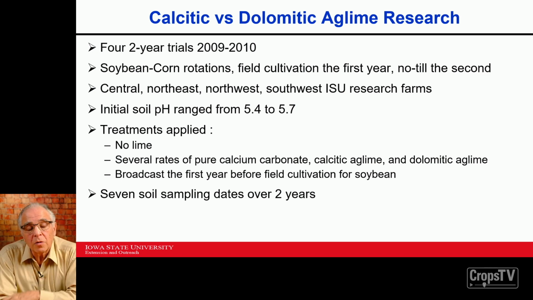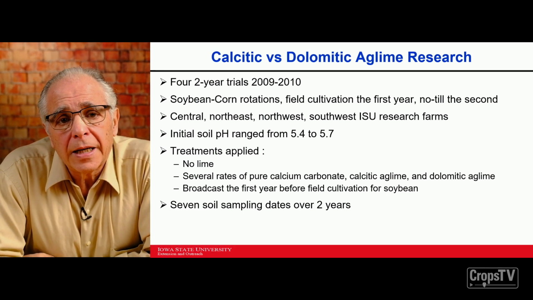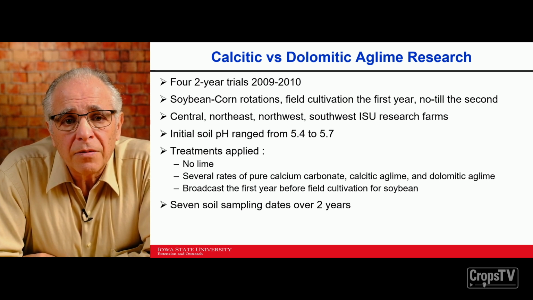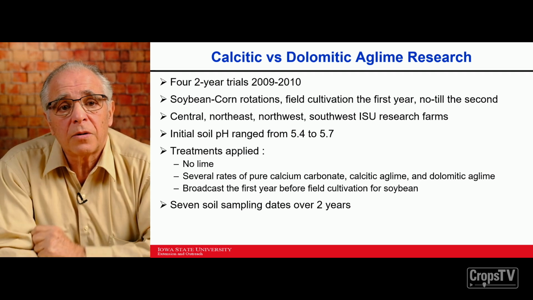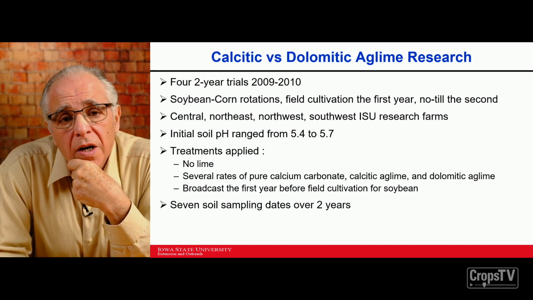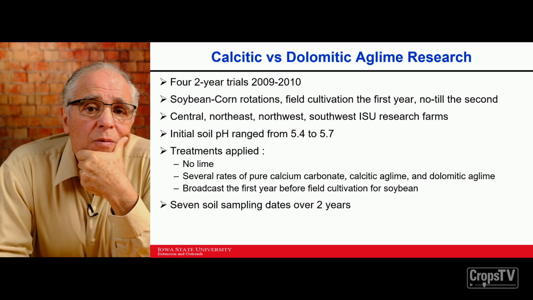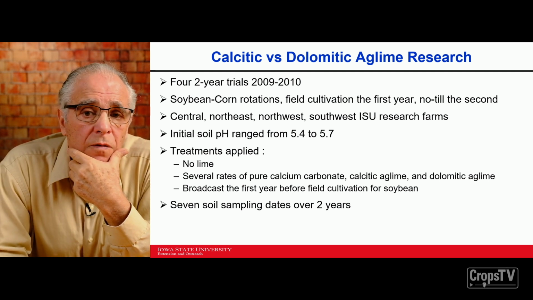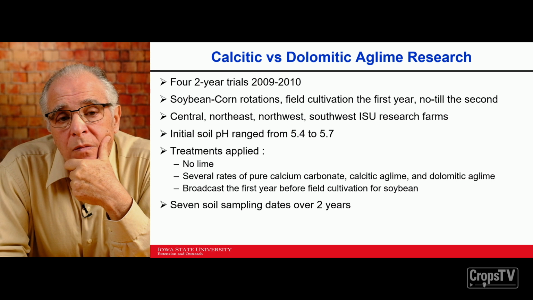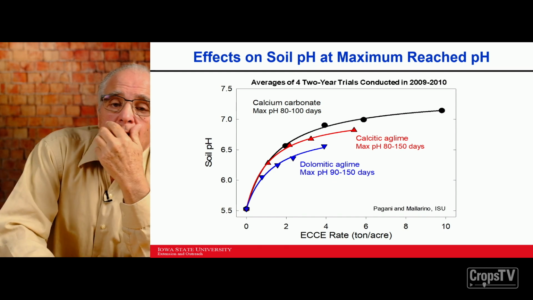Okay, the other question that we got, and we did some research, was about calcitic and dolomitic lime. From 2009 to 2010, we had four 2-year trials. We had acidic soils in four areas of Iowa, and we had several treatments. We put no lime, pure calcium carbonate, finely ground, calcitic lime, and dolomitic lime. The calcitic lime was from a quarry in central Iowa, and the dolomitic was from a quarry in eastern Iowa. And then we took soil samples many times over the 2 years. I will not give too many details, as there is no time.